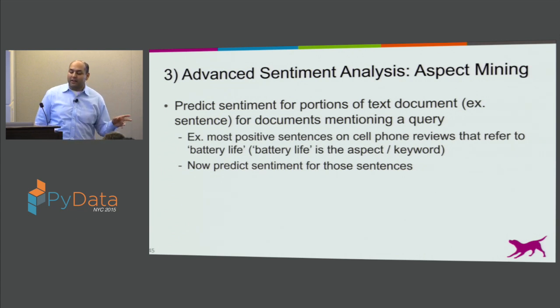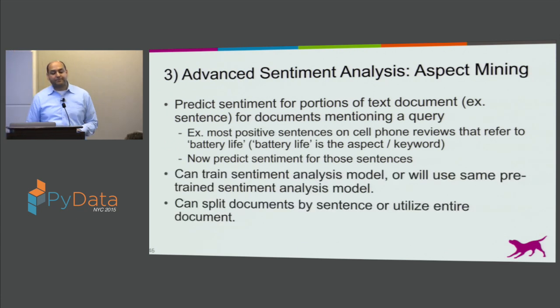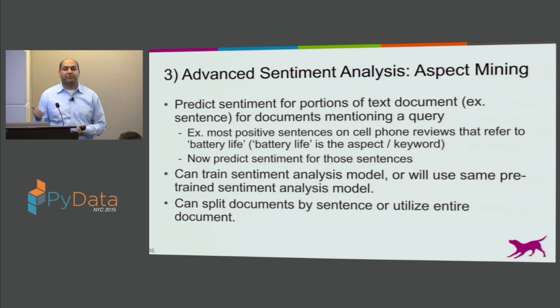So this is more advanced. Again, you can train your own model, or you can use the pre-trained model. And typically for aspect mining, you want to split your document into sentences. But not always. Maybe if you're looking at tweets, you actually want the whole tweet. But for the example we'll work through, we'll split the reviews into sentences because that's more important.